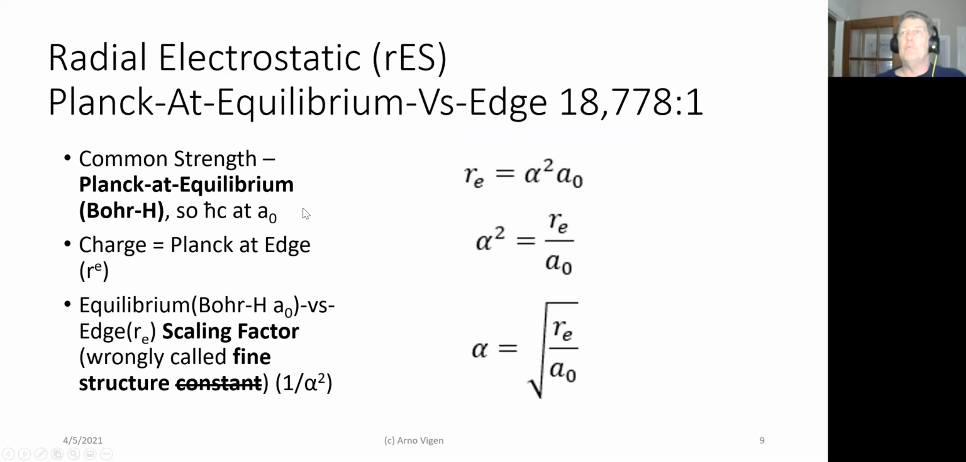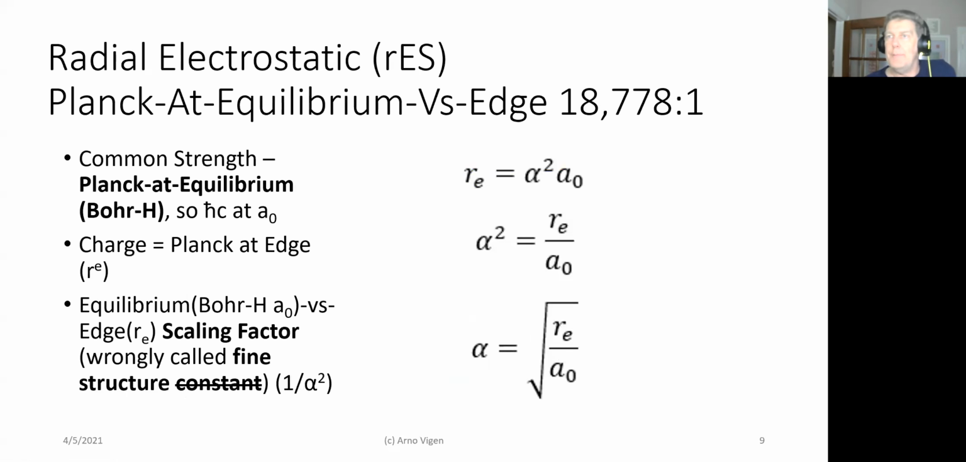So what is that ratio? Why did I use and like that 18,778? Well, that's the ratio of the edge of the particle versus A sub O, the Bohr radius. So this is the equilibrium versus edge scaling factor. Now, in the old textbooks, you'll see this wrongly called the fine structure constant. It's not a constant, it's a ratio. It's a ratio of two distances. And one of those distances is the equilibrium, and the other one is the edge, because that's the point of the maximum strength of those.